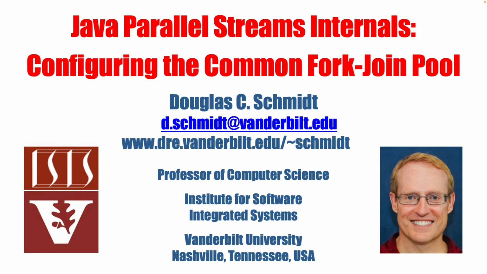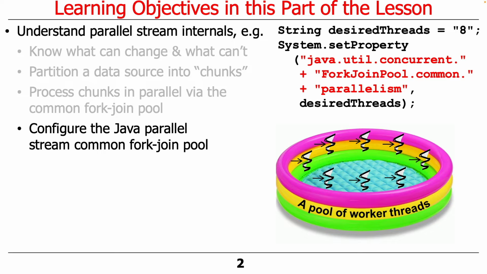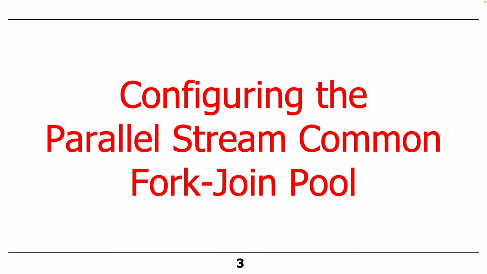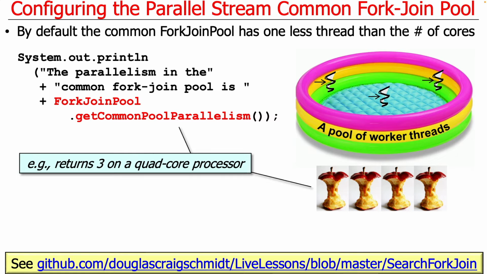So now that we've talked about the common fork join pool's implementation, let's talk about how you can configure different elements of the common fork join pool, and we'll also motivate why you would want to configure elements of the common fork join pool. By default, the common fork join pool has one less thread than the total number of cores that are known to the Java execution environment.